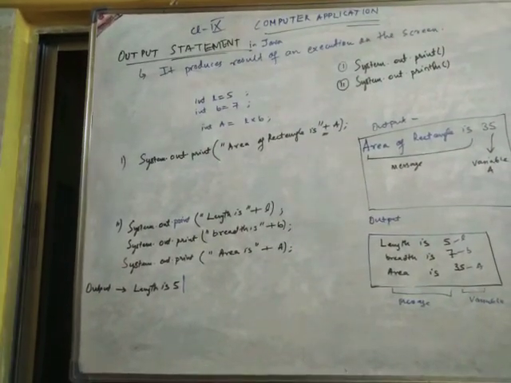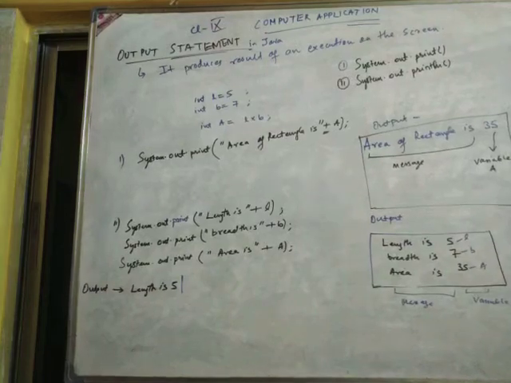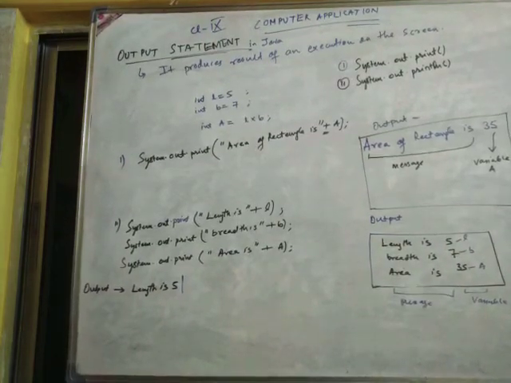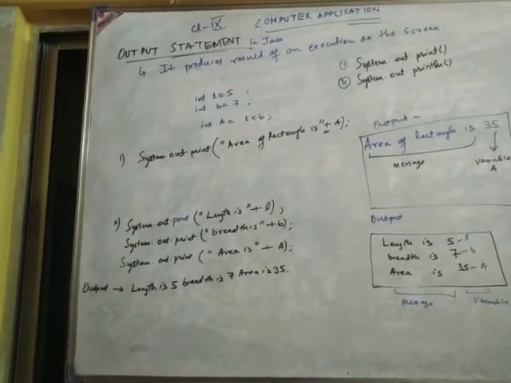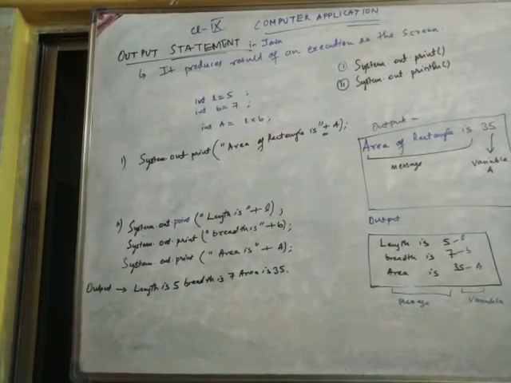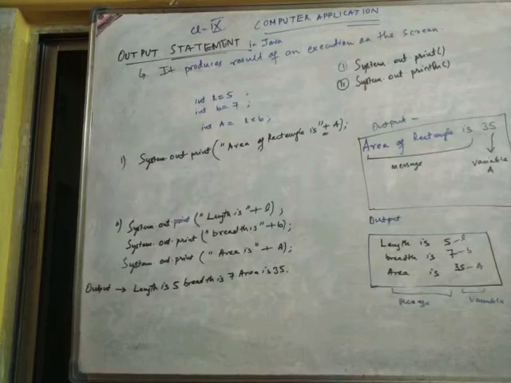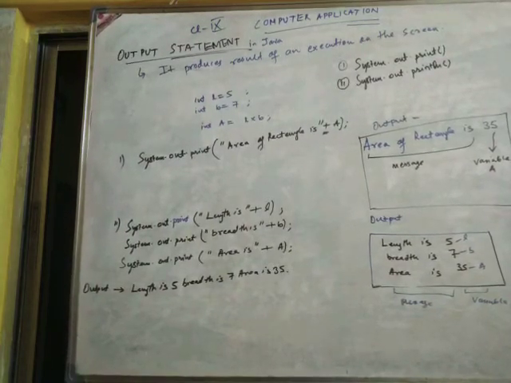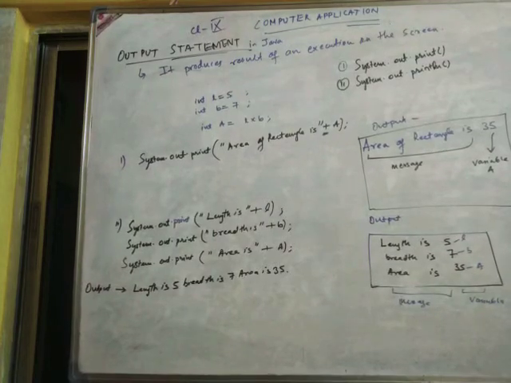So what will happen? Again print is there, so it will write "breadth is 7". This is how it will be seen on the screen. But I did not want it this way. I wanted each line to come in separately: "length is 5" in one line, "breadth is 7" in another line, and "area is 35" in the third line.